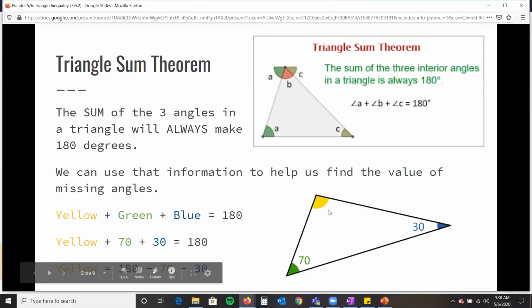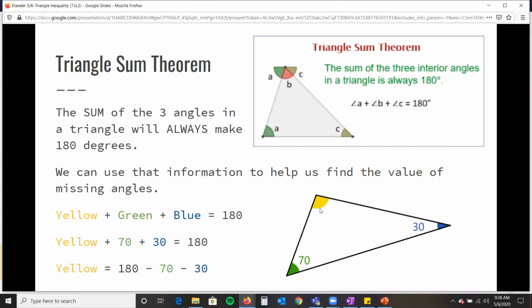All right, so in this case, right, if we have 30 degrees and 70 degrees, that would make 100, right? So then that leftover would have to be 80 degrees in order to make it 180, right? All right.